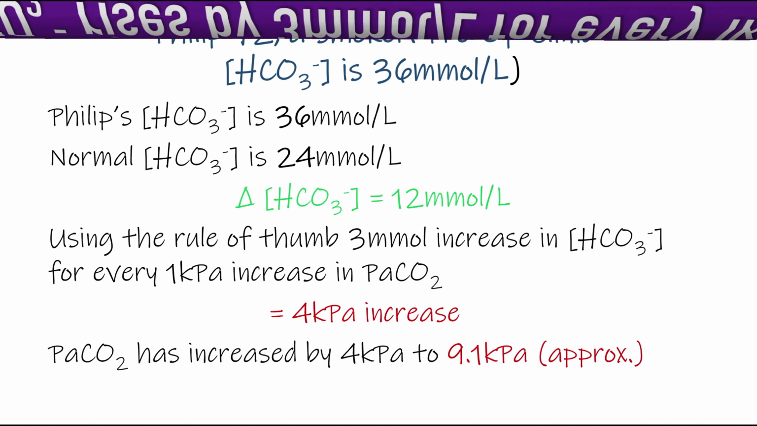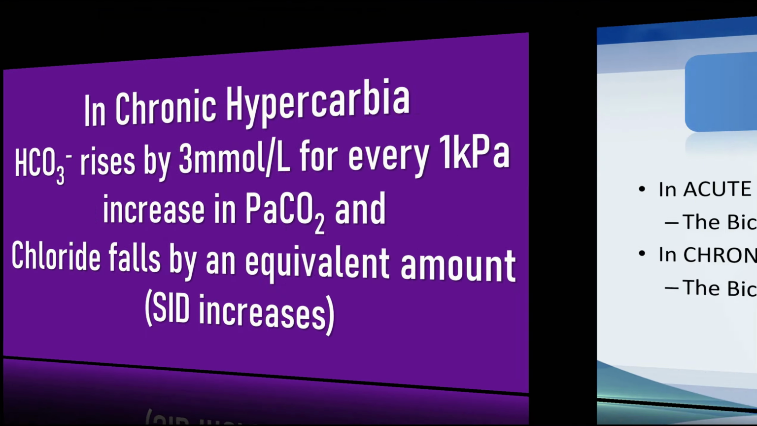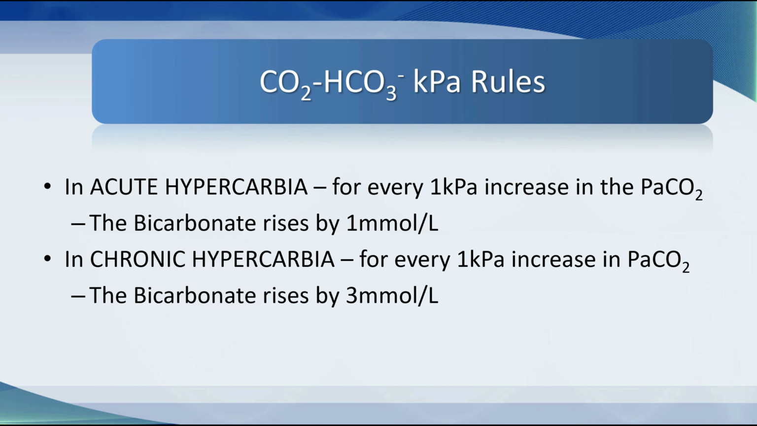So the rule is, in chronic hypercarbia, the bicarbonate rises by 3 millimoles per litre for every 1 kilopascal increase in the PaCO2, and importantly, the chloride falls by an equivalent amount. The strong ion difference increases. Just to summarize that at the end of this part of the tutorial, in acute hypercarbia, for every 1 kilopascal increase in the PaCO2, the bicarbonate rises by approximately 1 millimole per litre. In chronic hypercarbia, for every 1 kilopascal increase in PaCO2, the bicarbonate rises by approximately 3 millimoles per litre.